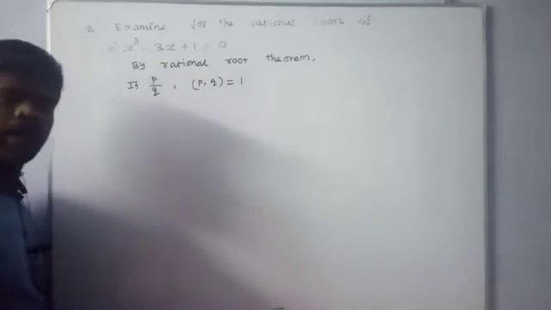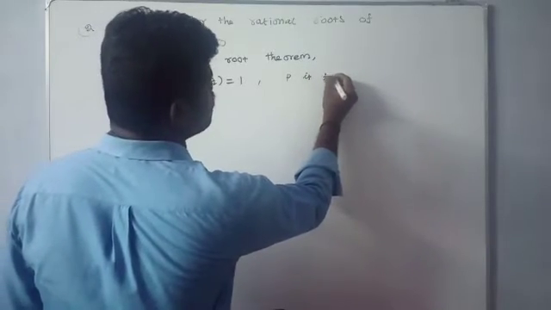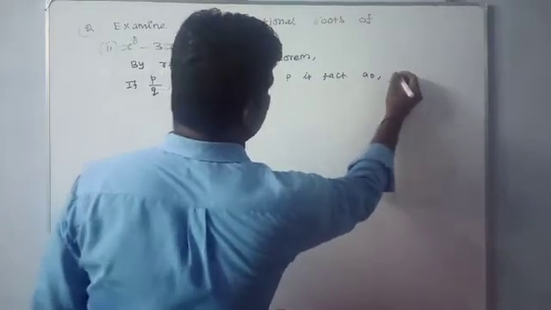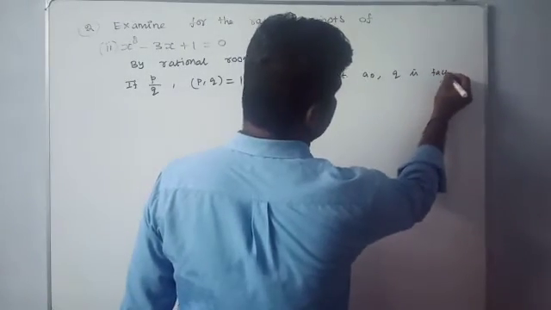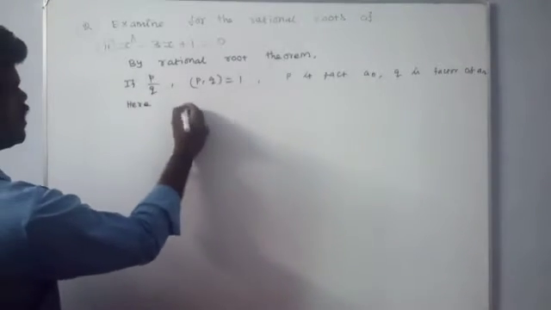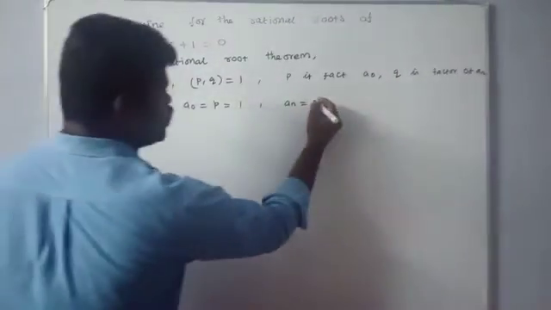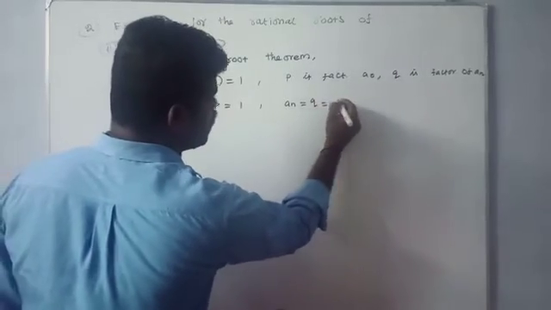What is the rational root theorem? If p by q is a root of the polynomial, with gcd of p and q equal to 1, p is a factor of a naught and q is a factor of a n. Here a naught, that is p, is 1, and a n, the leading coefficient, is also 1, which is the value of q, also 1.